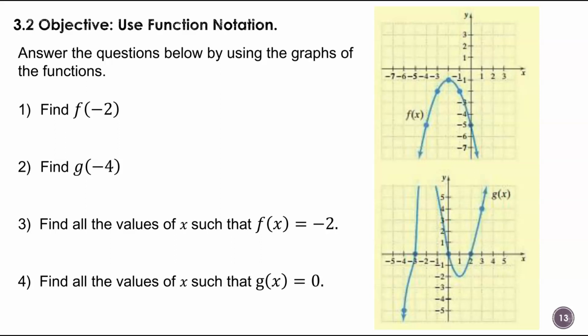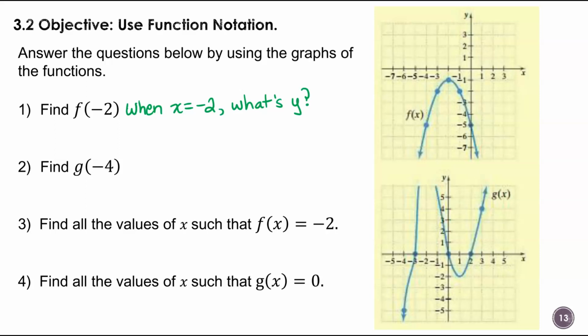On the first one, it says find f of negative 2. So what that is saying is, when x equals negative 2, what is y? And that's what the first two basically are saying. When x is this, what's y? So on the first one, we're looking at the f function, and it's a graph.